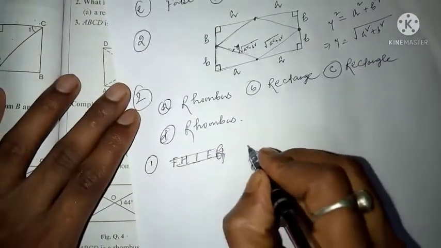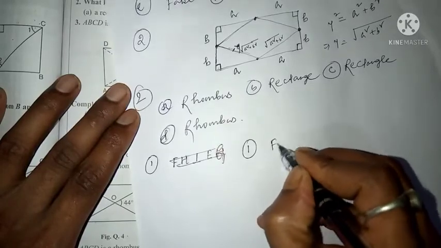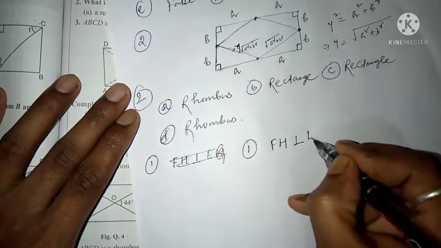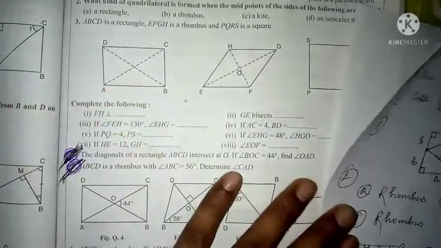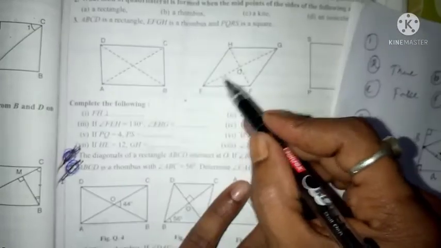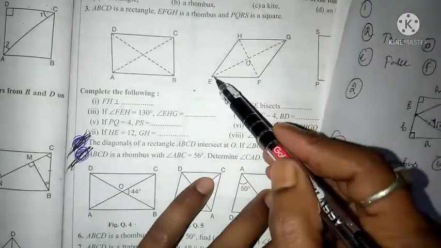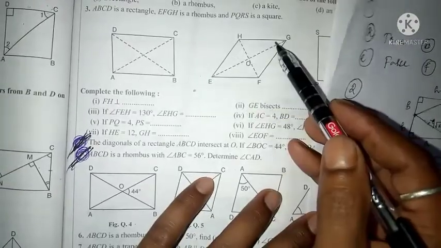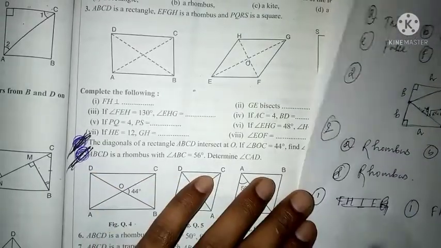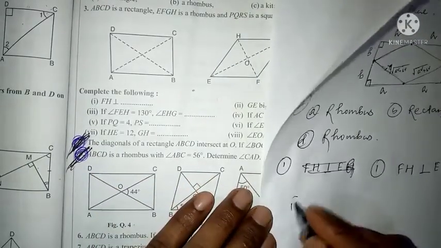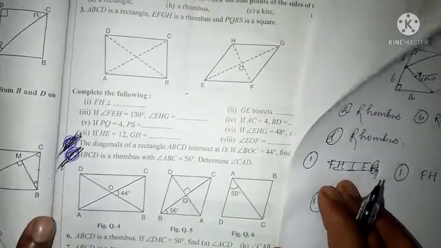So what will be the number one answer? It will be FH is perpendicular to EG. The reason is that this is a rhombus, and the diagonals of a rhombus are perpendicular bisectors. So FH is perpendicular to EG. So number one is done. Now we'll see the second number.